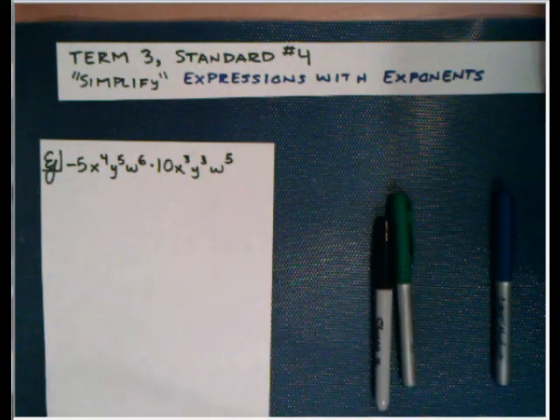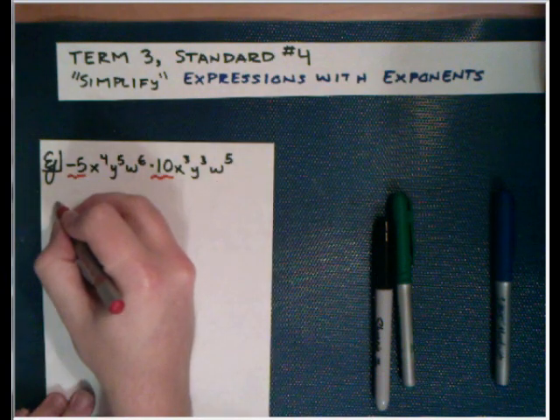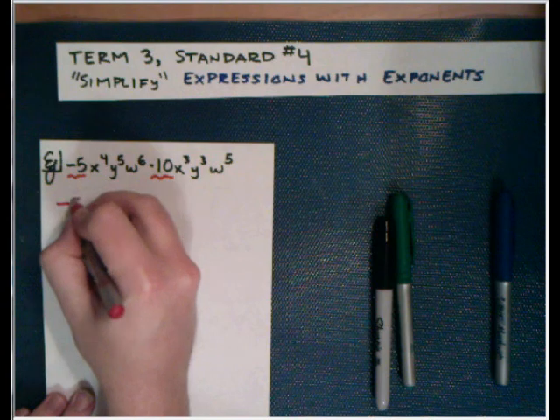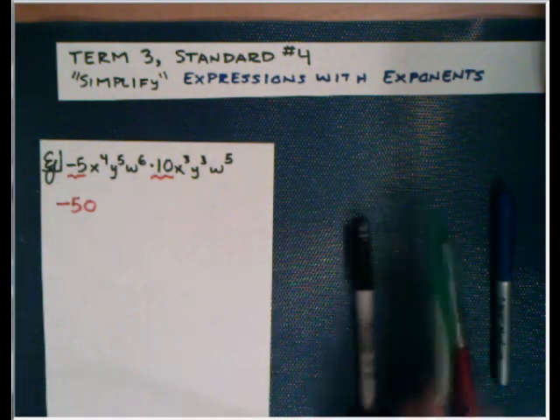So to start off with, I'll look at the numbers first. So negative 5 times negative 10. Well, negative 5 times negative 10 is going to be negative 50. So the numbers are out of the way.